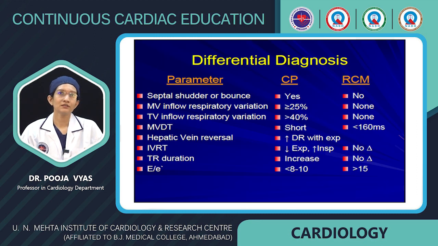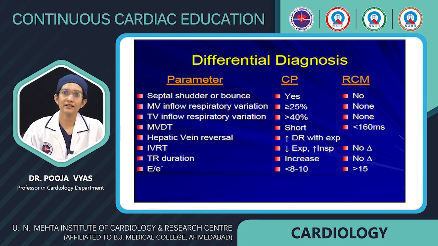The most common differential is constrictive pericarditis, so we want to differentiate it from constrictive pericarditis. Which Doppler and echocardiographic parameters help in differentiating restrictive cardiomyopathy from constrictive pericarditis? Septal bounce is typical of constrictive pericarditis. There are respiratory variations in mitral and tricuspid valve inflow, which are also typical of constrictive pericarditis. These variations are not seen in restrictive cardiomyopathies.